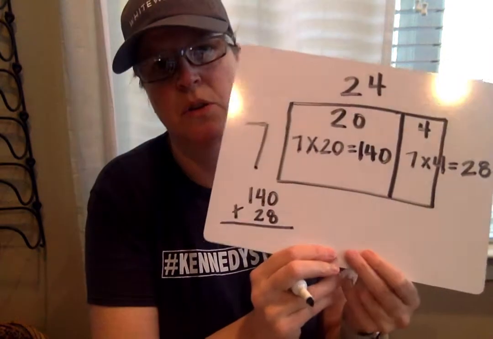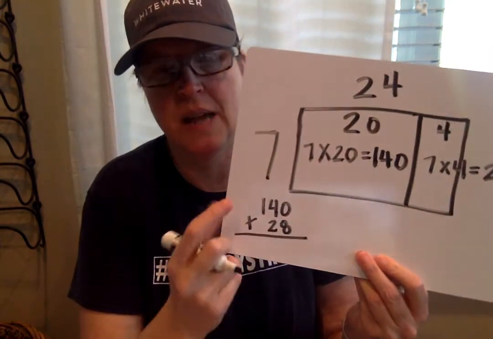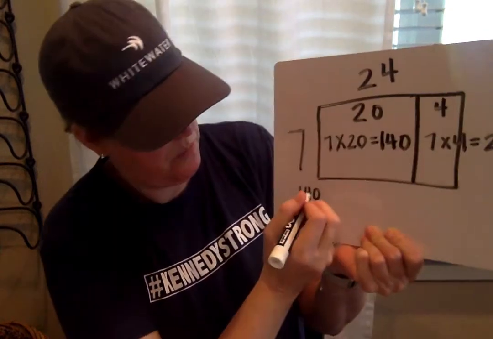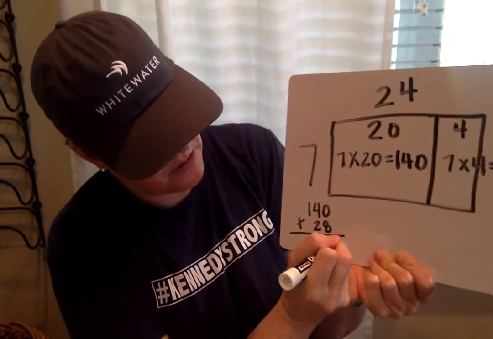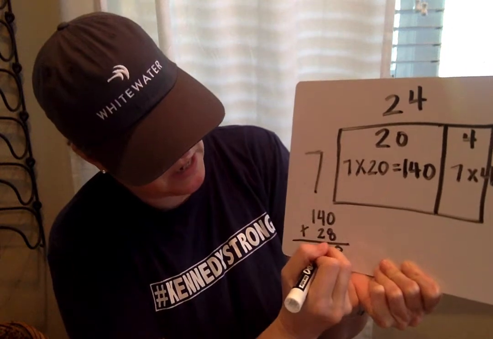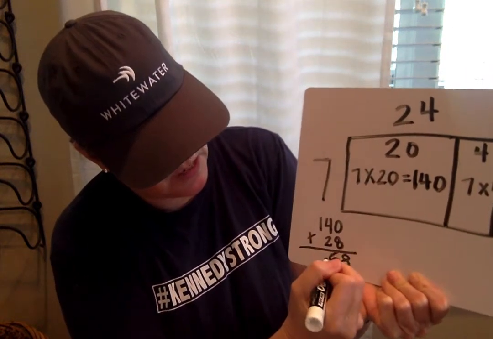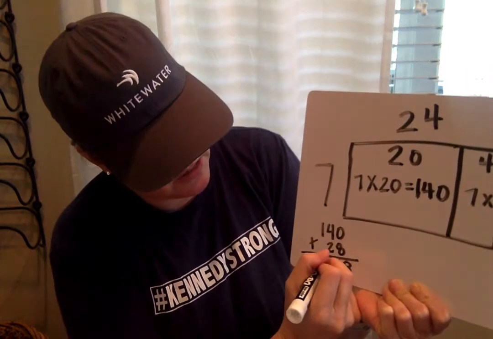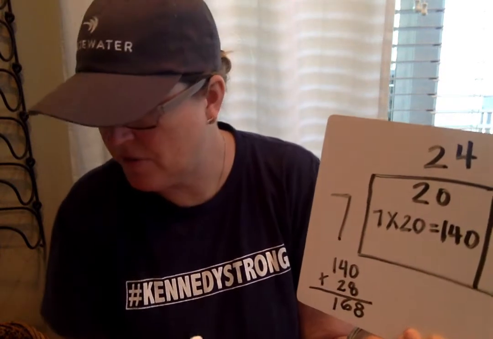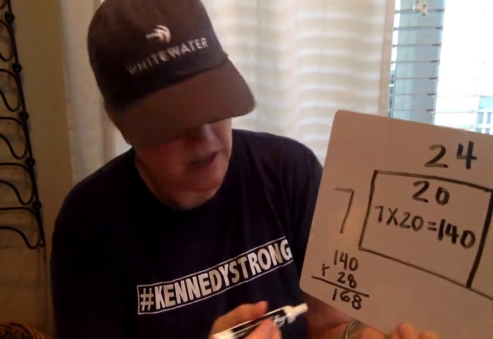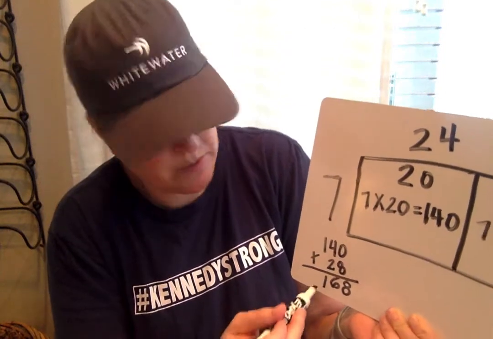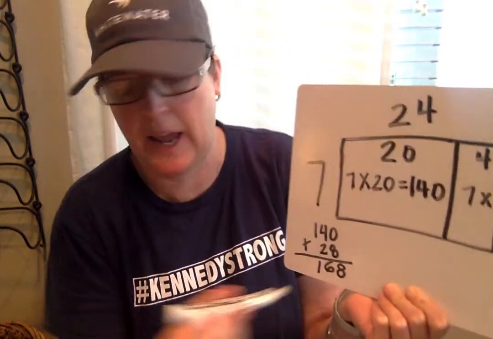Fantastic. Okay, now we're going to add those two numbers together for our third number model. 140 plus 28. Okay, there's our third number model. Let's add the ones place first. 0 plus 8 is 8. That's the ones. 4 tens plus 2 tens is 6 tens. So now we have 68. And 100 plus nothing is still 100. So our answer for that one is 7 times 24 is 168.